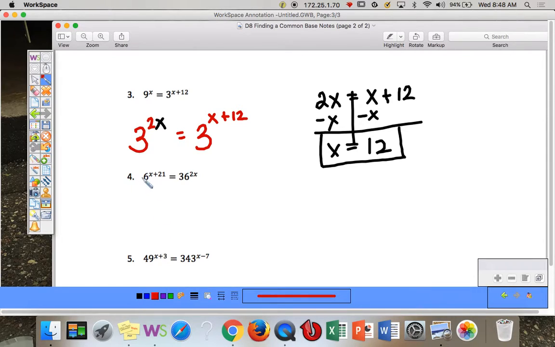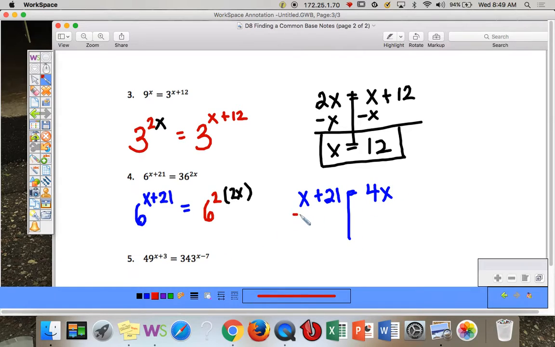All right, the next one, 6 and 36, that common base would be 6. So the first one we'll keep the same, but the second one we can write as 6 squared. And remember, we have that 2x there, so I'll put in parentheses what we already had. And now we can look at just the exponents. We get x plus 21 equals 4x. Let's get rid of the smaller x here by subtracting x from each side. We get 21 equals 3x. We'll divide by 3, and we get x equals 7.